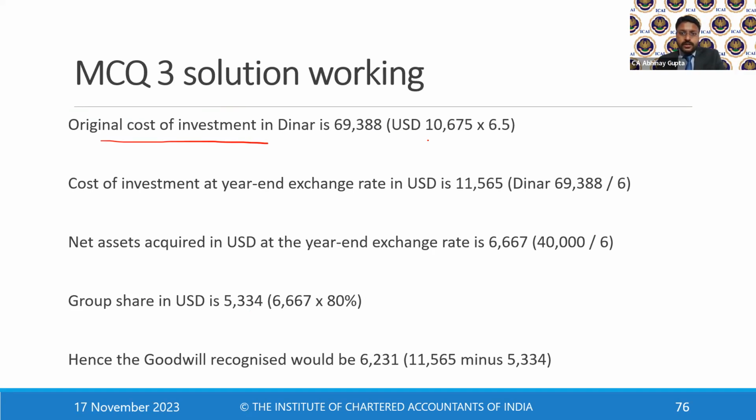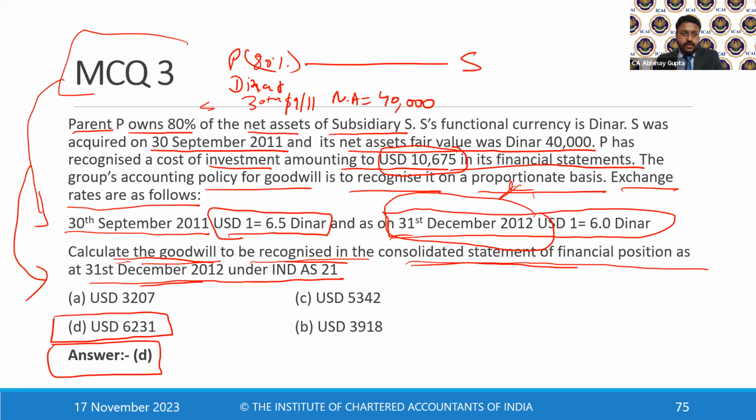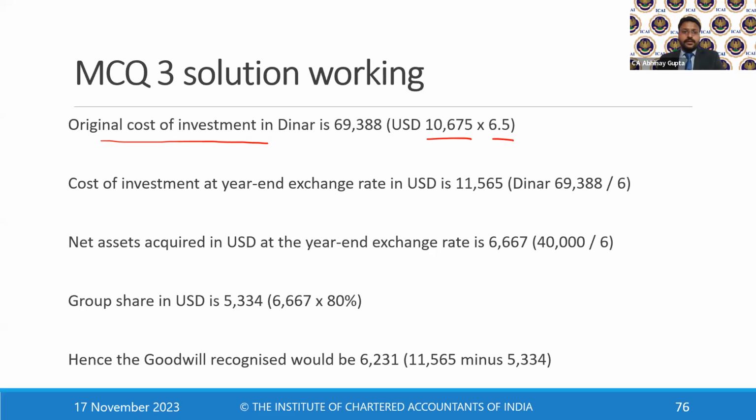Original cost of investment is given in this question, 10,675 US dollars, into 6.5, which is the conversion rate that will be applied. That is given here on the date of 30th September 2011, which is the date on which the investment was made, right? So 6.5 we have multiplied. Cost of investment at year end exchange rate, how much? This amount divided by 6. So 11,565 would be the USD cost of investment on the year end date.